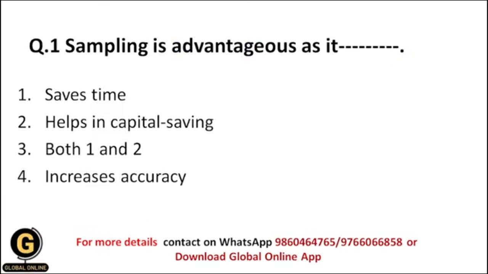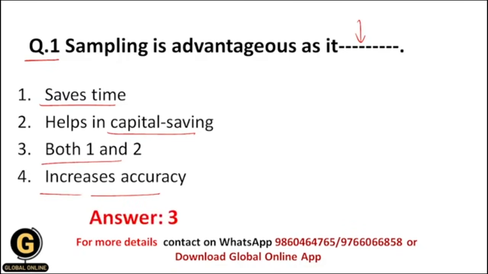Okay, so now let us start with our today's session. Question 1 is, sampling is advantageous as it dash. So why, students, is sampling advantageous? Why do we do sampling in research? Because it saves time, because it helps in capital saving, because both 1 and 2, that is saves time and helps in capital saving, or increases accuracies. So students, your correct answer is 3, that is both saves time and helps in capital saving.